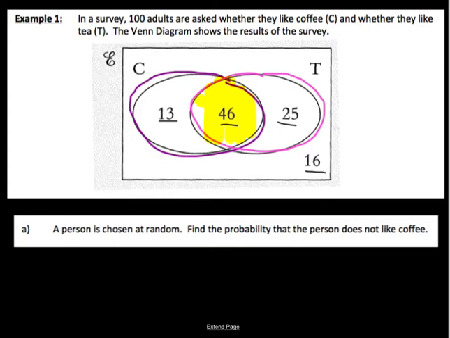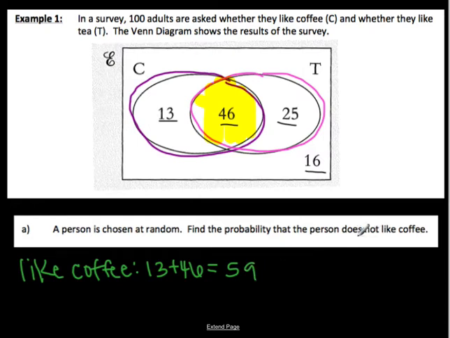So a person is chosen at random. Find the probability that the person does not like coffee. Okay, so what I would recommend is figuring out, well, how many people like coffee? So who likes coffee? And we already talked about this, but it's going to be that 13 plus the 46. That's how many people like coffee. So there's 59 people that like coffee. The thing is, we want who does not like coffee. Well, there's 100 people, so 100 minus 59 will equal 41. So that means there's 41 people that do not like coffee.